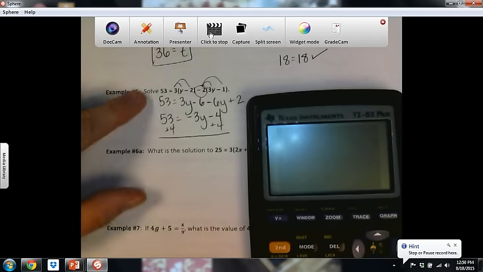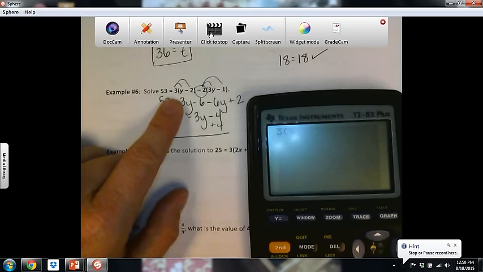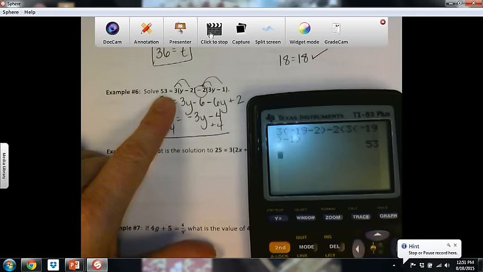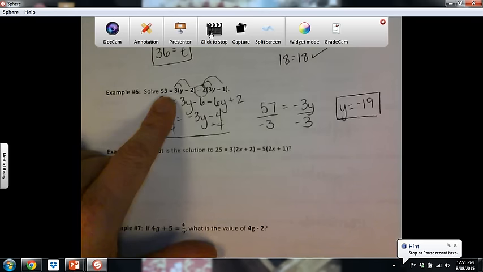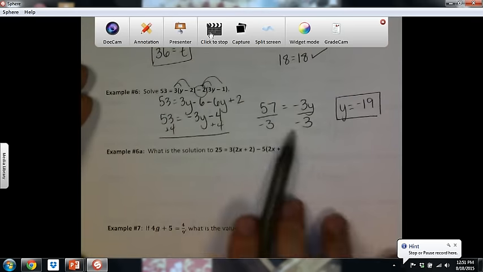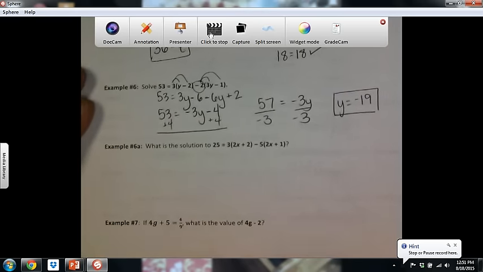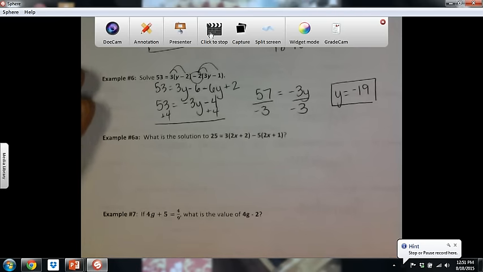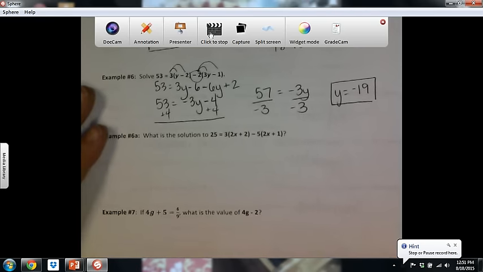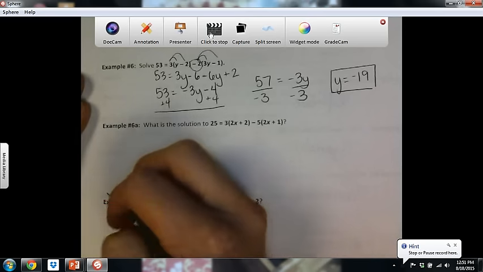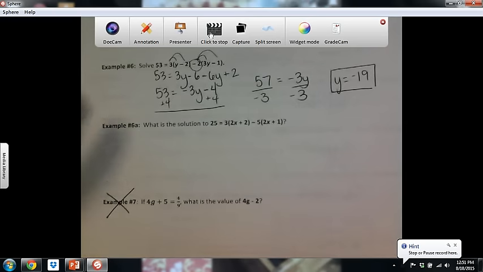But what I'm going to do with the calculator is check my answer. I'm going to say 3 times negative 19 minus 2, minus 2 times 3 times negative 19 minus 1, close the parenthesis, equals 53, which is what we thought it should be. So that's me checking my work. 53 does equal 53. Try that same process here for 6A, and then check your answer against the one that's posted on the assignments calendar. We're going to skip down and exclude example 7 and 7A, but try example 6A on your own and see if we get the same answer.